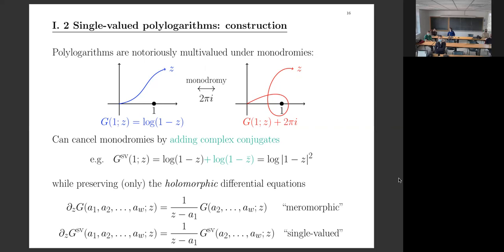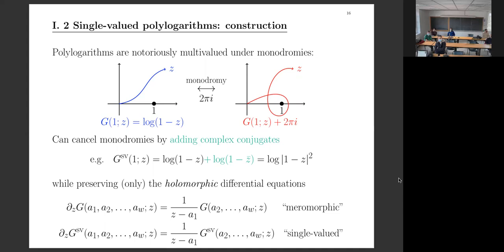So you can ask, how does the polylog depend on the choice of path? And it only depends on the homotopy class of the path. It will change if I wind around the singular points. Like here in the right panel, this red curve with an extra circle around the singular point at z equal 1 will give rise to a monodromy. So this is an inconvenient multivaluedness in the meromorphic polylogs.